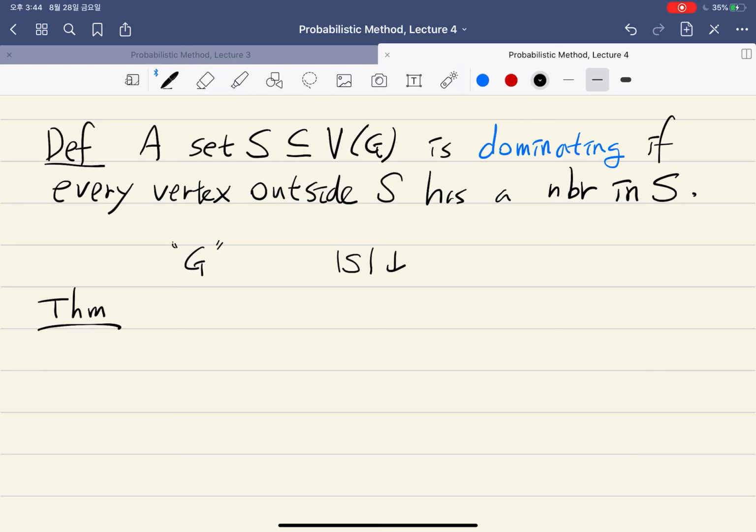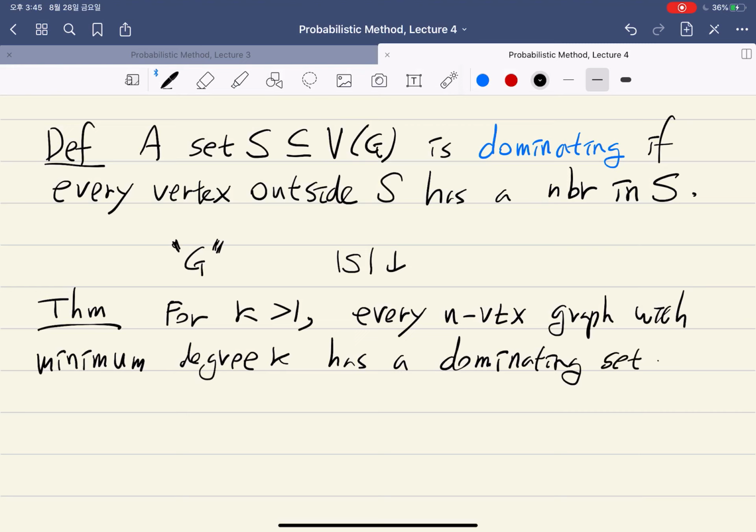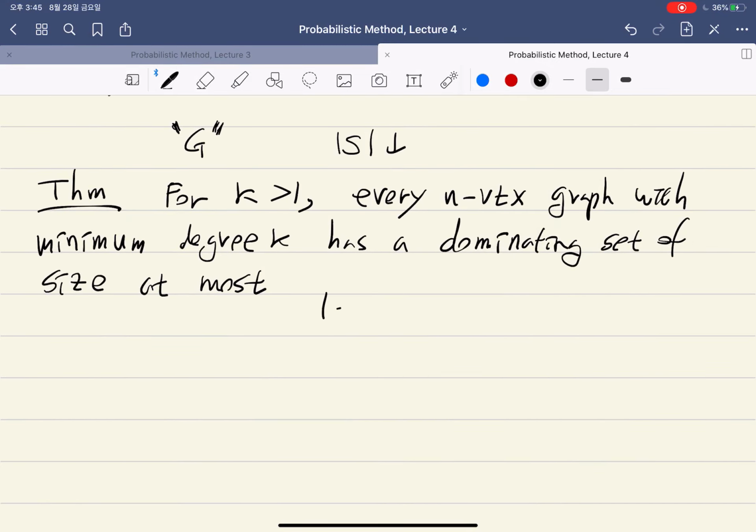So how do we measure this density? There are several ways, but one typical way is considering the minimum degree. So an n-vertex graph with minimum degree K always has a dominating set of size at most some number, this.